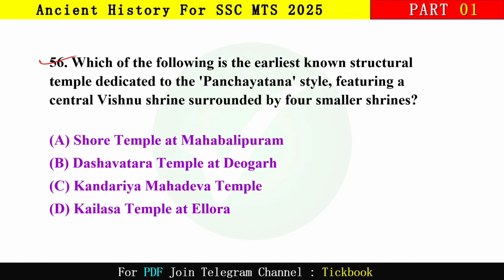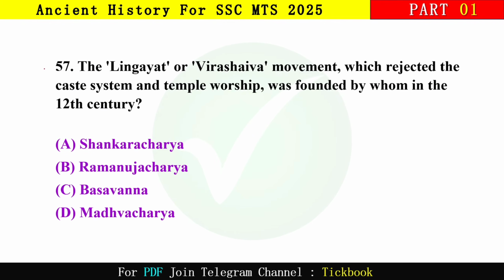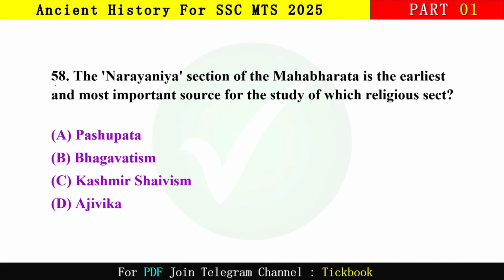56. Which of the following is the earliest known structural temple dedicated to the Panchayatan style, featuring a central Vishnu shrine surrounded by 4 smaller shrines? Option number B, Dashavatar temple at Deogarh. 57. The Lingayat or Veerashaiva movement, which rejected the caste system and temple worship, was founded by whom in the 12th century? Option number C, Basavanna.